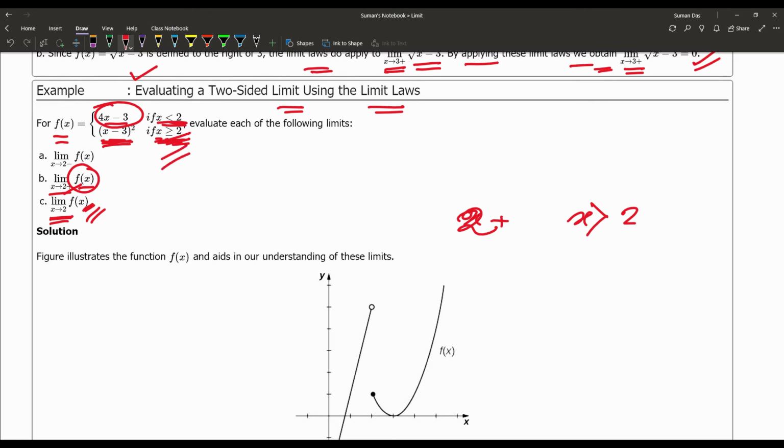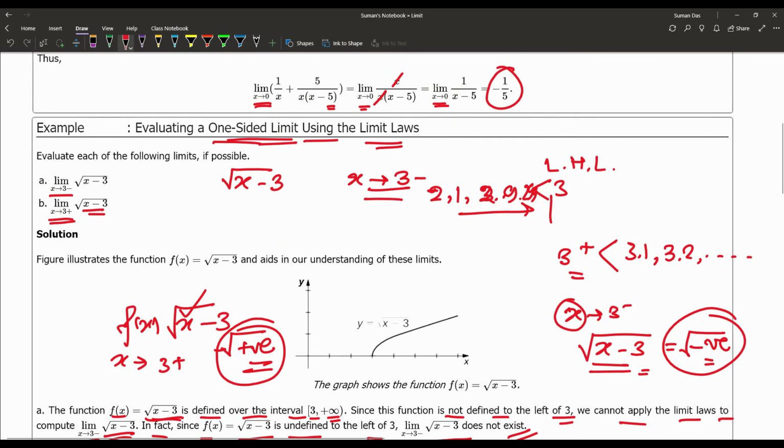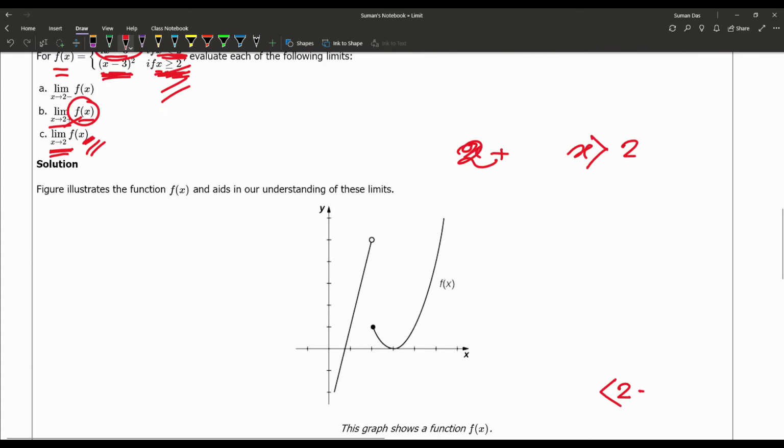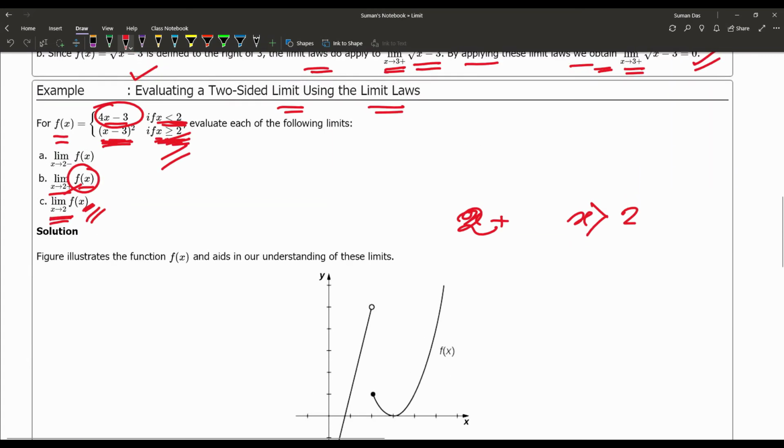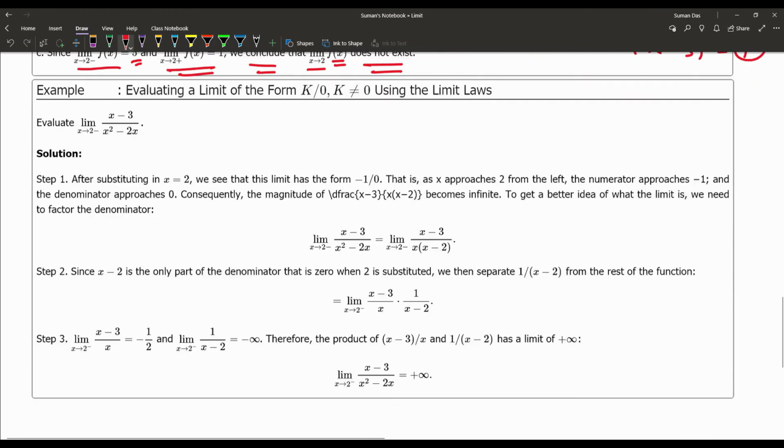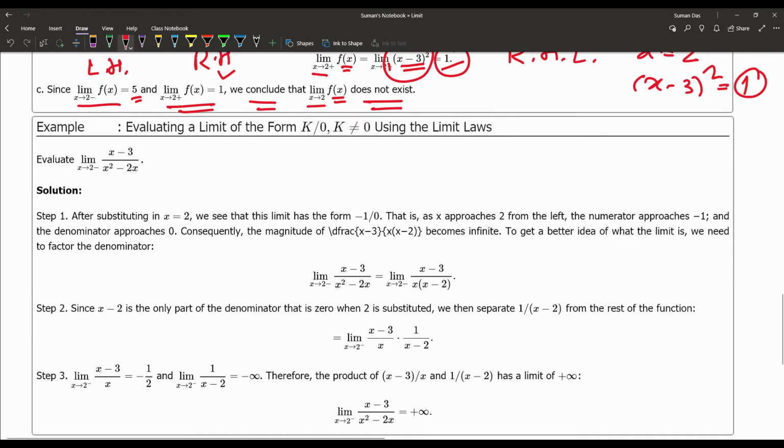So in the previous problem we have seen that the one-sided limits can be evaluated, but we cannot find the value of the two-sided limit when x tends to 2. So let's check another example, and that is more interesting. Evaluating a limit of the form k by 0, where k is not equal to 0. That means the numerator is not 0, but we are using the limit laws here. Let's check the problem: the limit as x approaches 2 minus of (x minus 3) upon (x squared minus 2x).